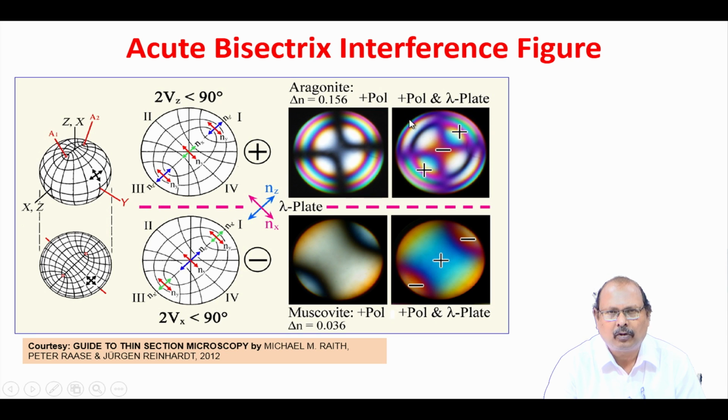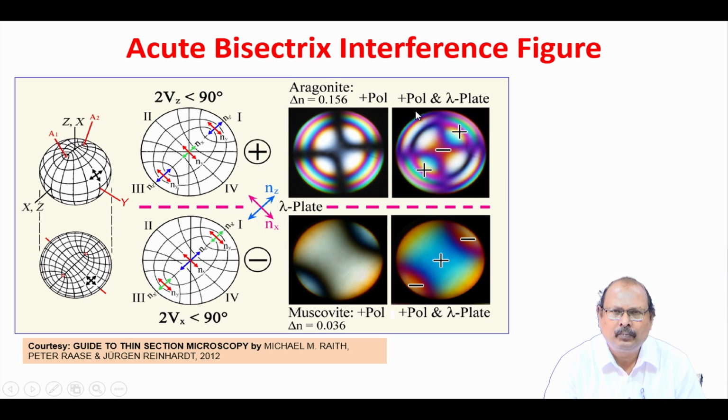So, on the convex side we see yellow and on the concave side we see blue. Immediately, if the convex side is yellow, that means a subtractive effect has taken place. In this case, this is the vibration direction, the Y vibration direction. So, Y is parallel to the fast vibration direction of the accessory plate. If there is subtraction, as I told you, we know that fast and slow have coincided.